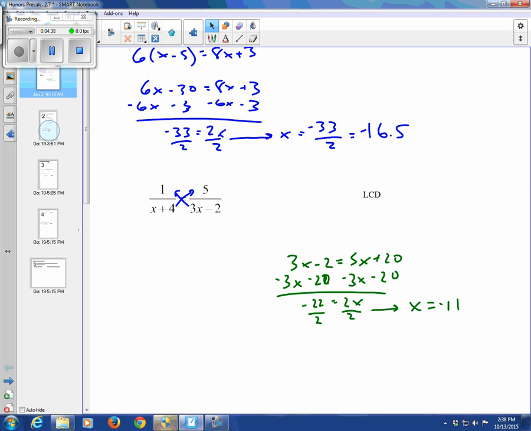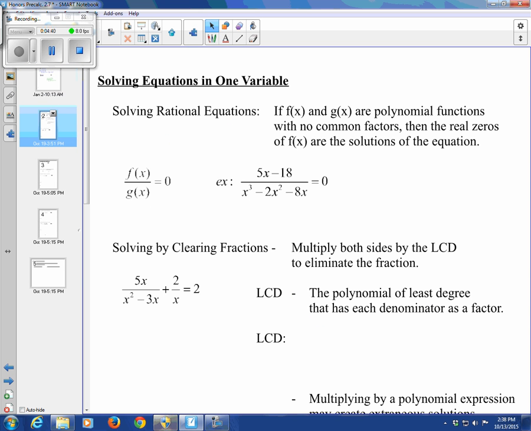Okay, so let's talk about some other rational equations here. Solving for equations in one variable.